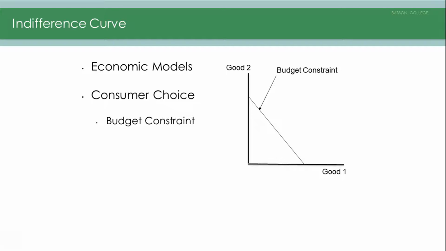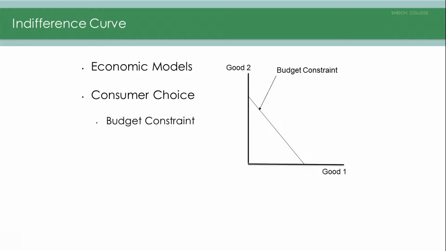In order to do that, we needed to first come up with the budget constraint. And the budget constraint looks at the amount of money a consumer has, along with prices of the goods and services in the marketplace, and allows us to understand how those choices are limited, how those choices are constrained. Now, the problem with a budget constraint is it doesn't tell us which combination is best. It just tells us what combinations are possible.